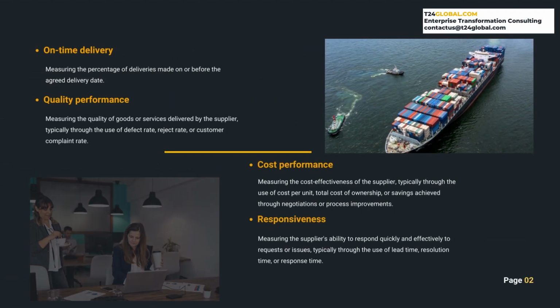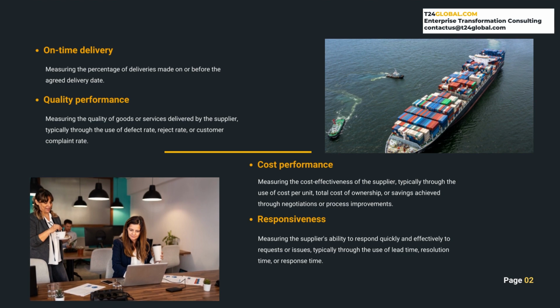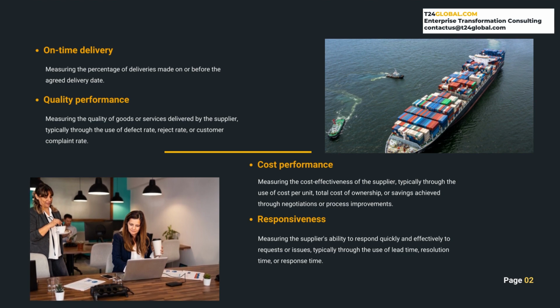1. On-time delivery. This KPI measures the percentage of deliveries made on or before the agreed delivery date. Key components of this KPI include setting realistic delivery timelines, monitoring delivery schedules, and maintaining clear communication with suppliers. Key roles involved in this KPI include supply chain managers, logistics coordinators, and procurement officers.